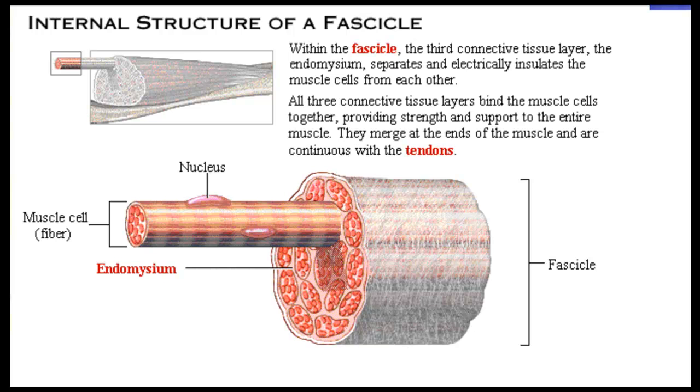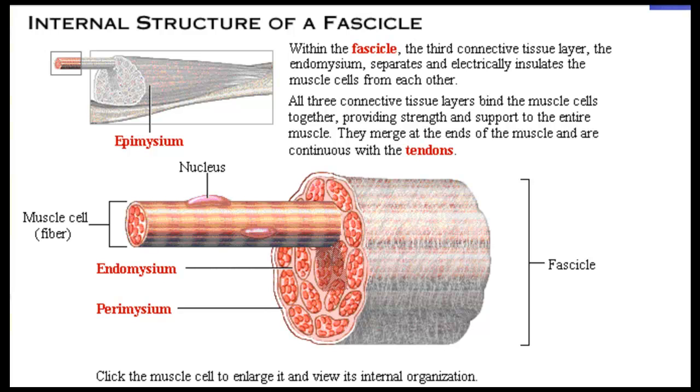All three connective tissue layers, the endomysium, the perimysium, and epimysium, bind the muscle cells together, providing strength and support to the entire muscle. The connective tissue layers merge at the ends of the muscle and are continuous with the tendons. To continue moving through the levels of skeletal muscle, click on the muscle cell to enlarge it and view its internal organization.